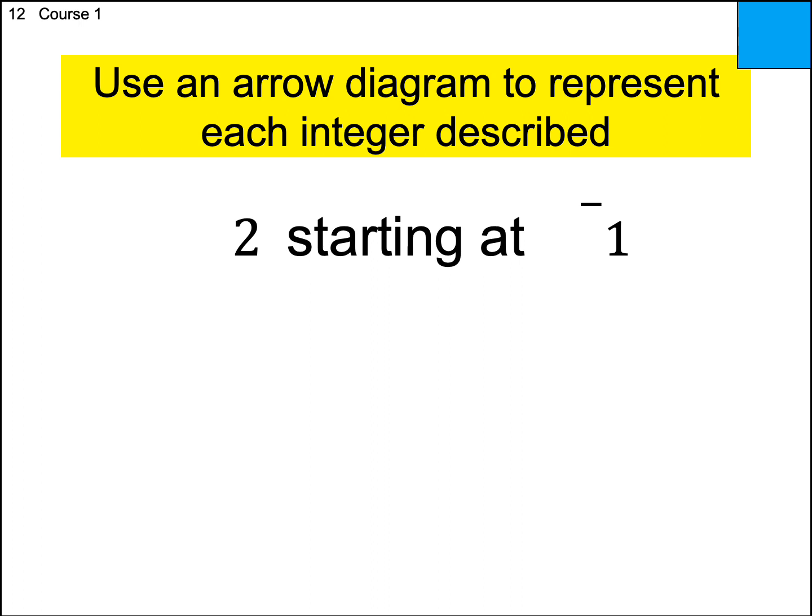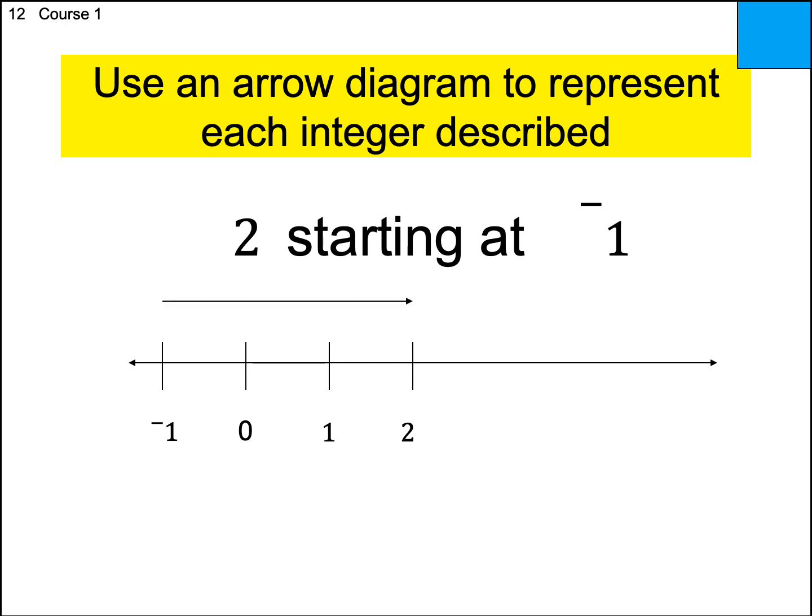Let's just do one more. 2 starting at -1. So the smaller number there is -1, and I got to go up to 2, 0, 1, 2. So 2 starting at -1. So if I start at -1, I'm starting there, and I'm going towards 2. How many units is that? 1, 2, 3. That's 3 units.